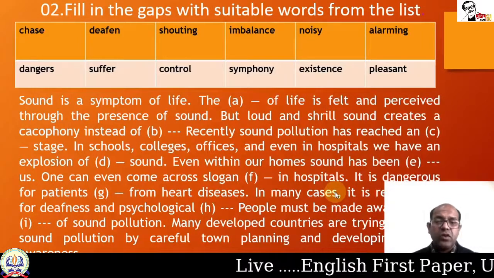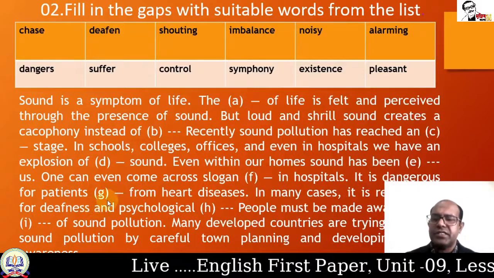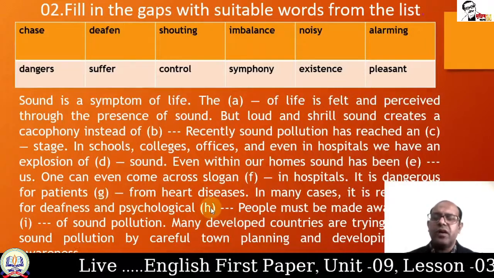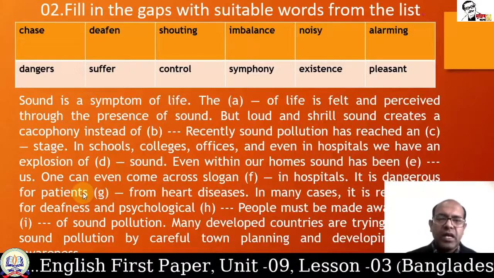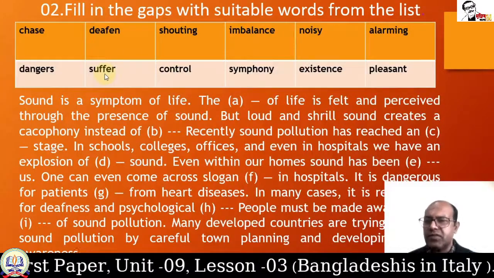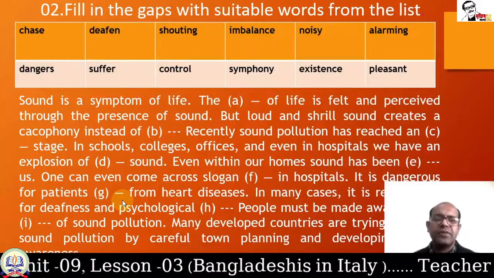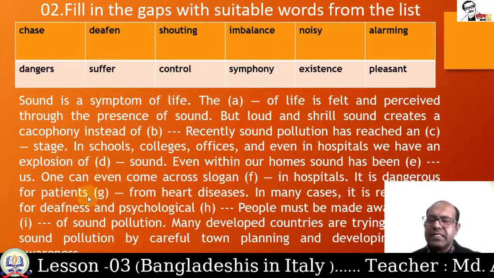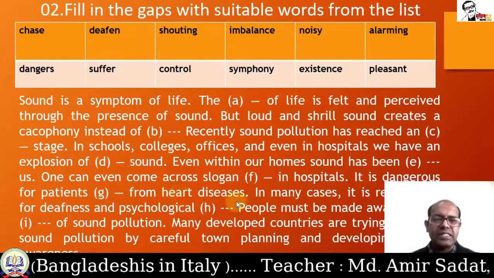It is also very pathetic. It is dangerous for patients, gap G, from heart diseases. So which will be the correct answer for gap G? Suffering is the correct answer. There is the word suffer, you have to use it as suffering. So there is also a grammatical change. It is dangerous for patients suffering from heart diseases.